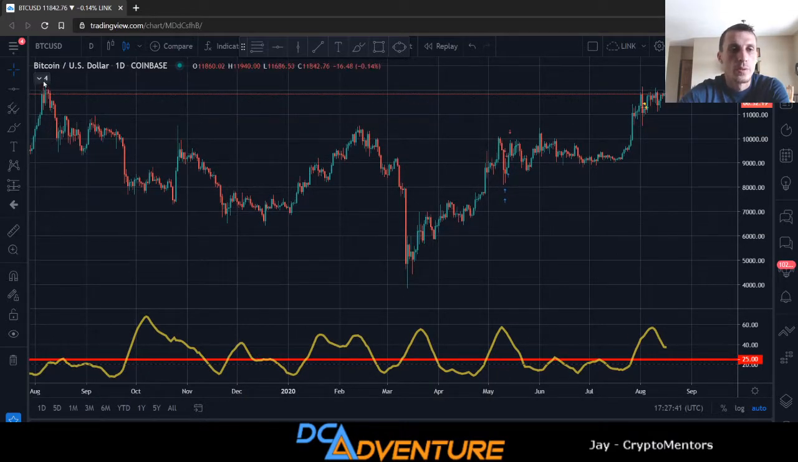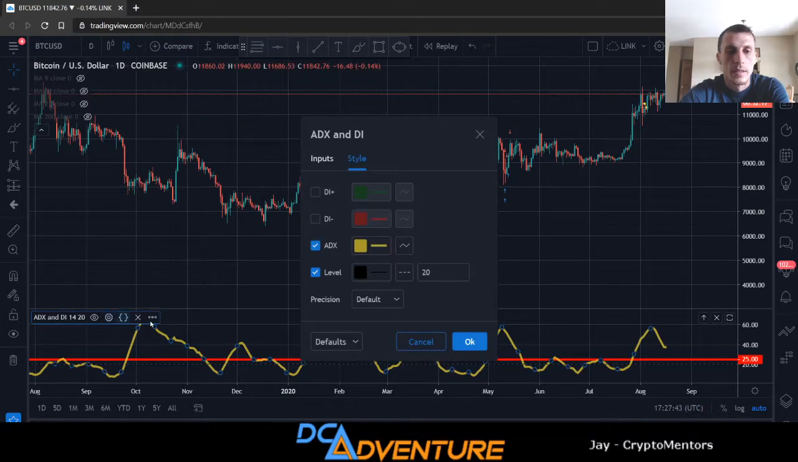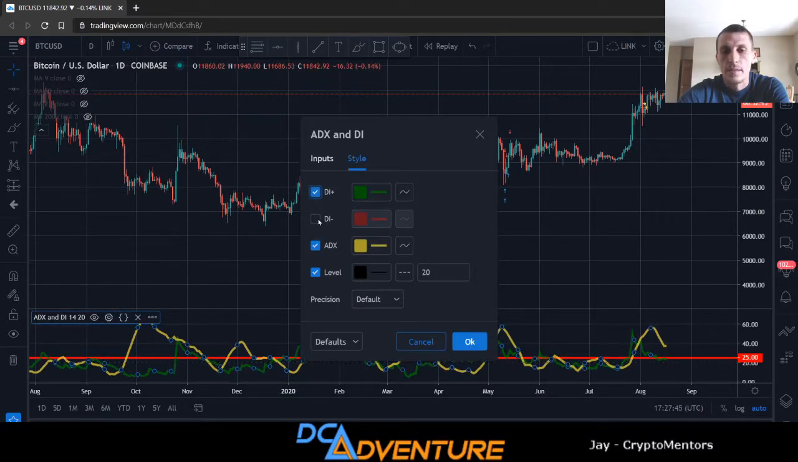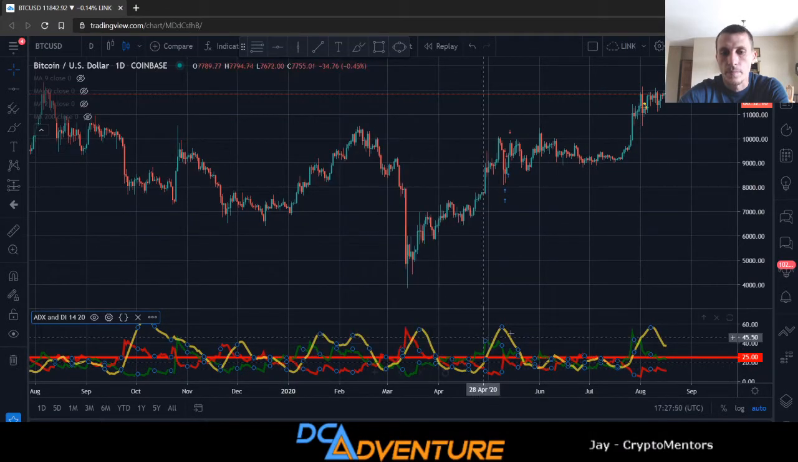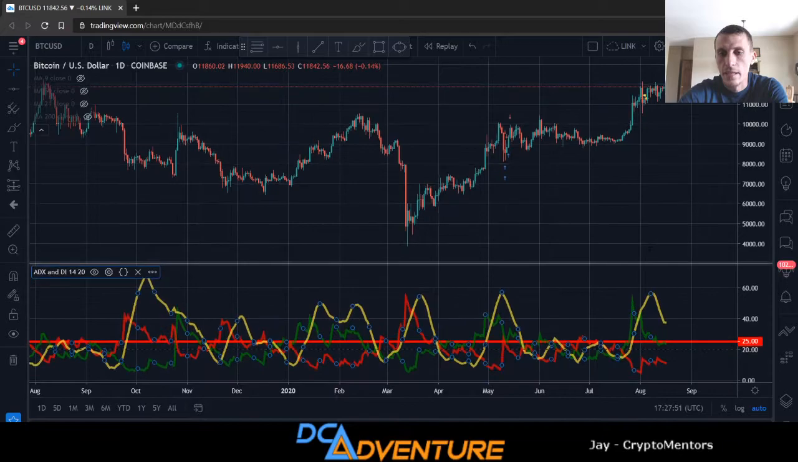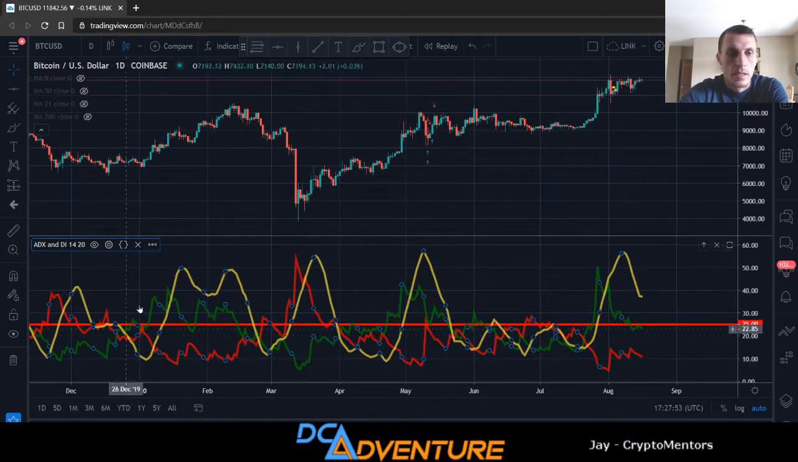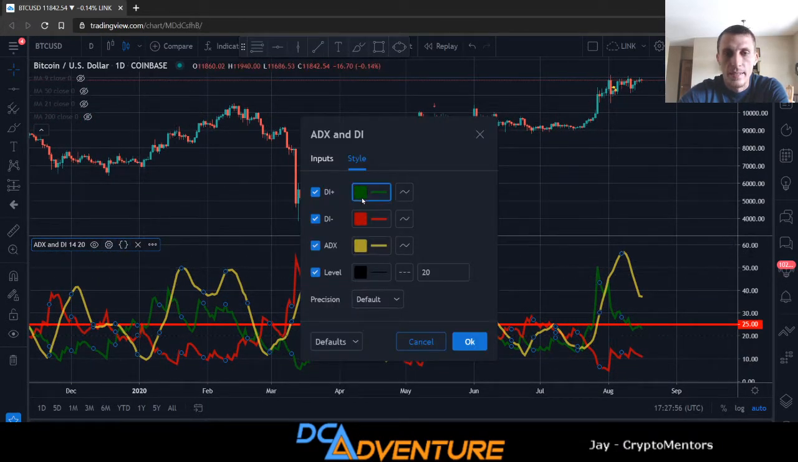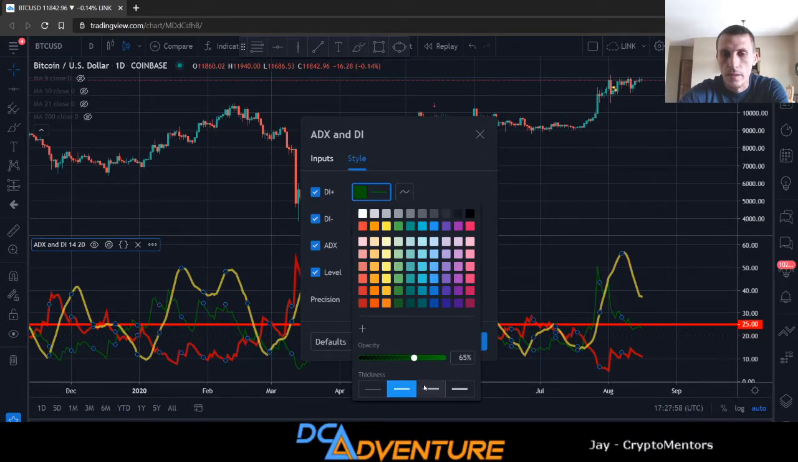But now we're going to turn on the DI positive, which is our green line, and our DI negative, which is the red line. We're going to stretch this out a little bit. And I guess I can make these lines a little bit smaller.